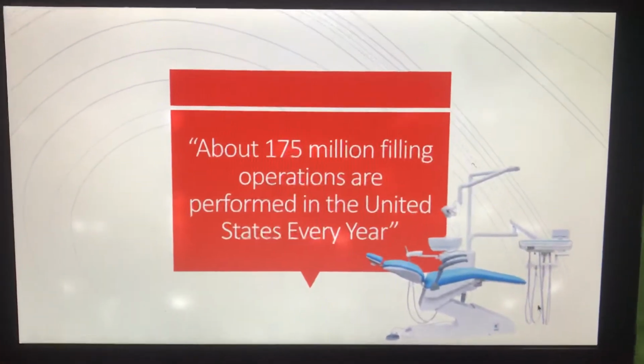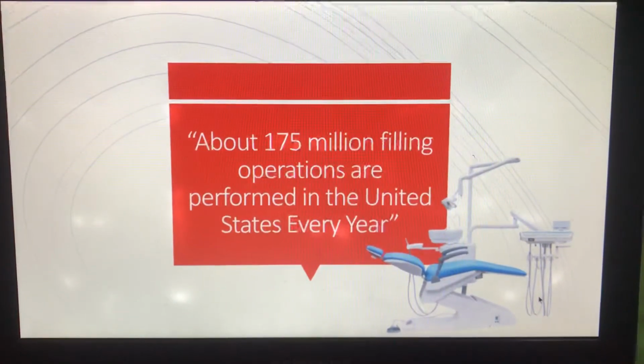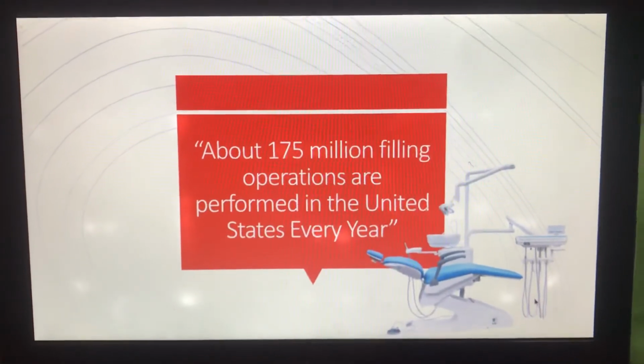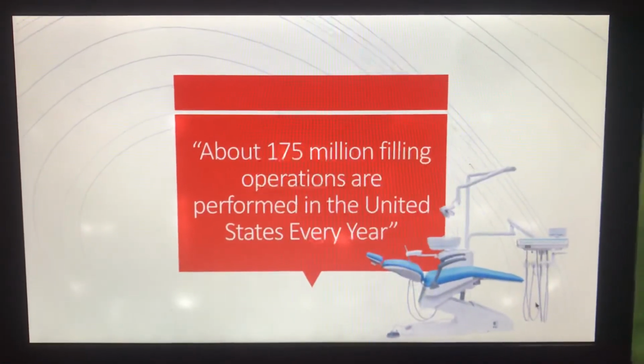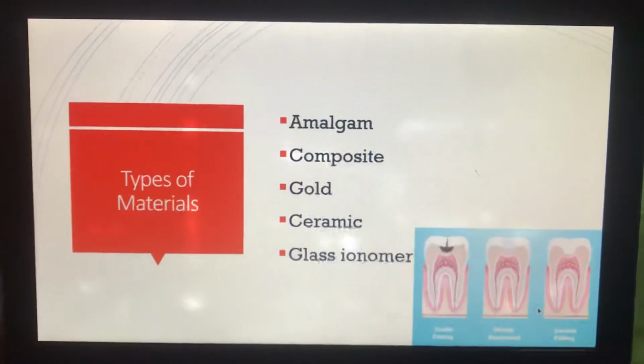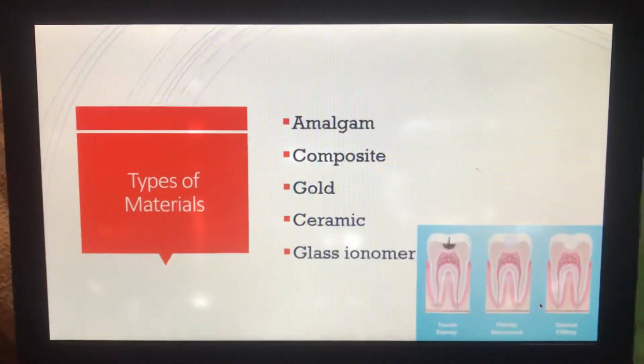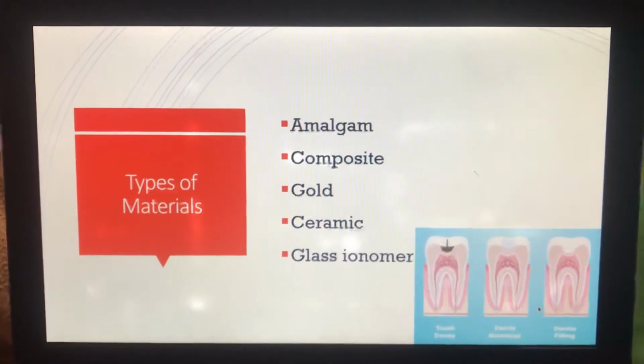So here's a statistic. About 175 million filling operations are performed in the United States every year. Types of materials include amalgam, composite, gold, ceramic, and glass ionomer.